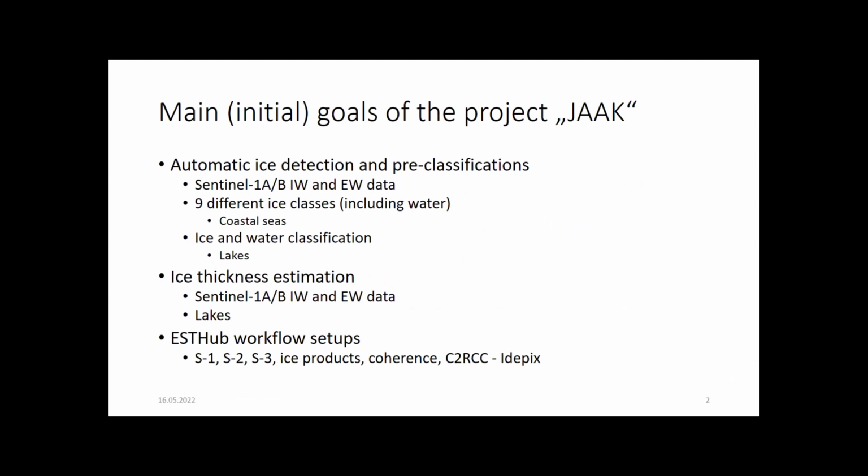Our initial goals of the project, the acronym YAG was used most often, was to automatically detect ice and classify it according to the official ice chart that Keskkonnaagentuur is providing for every day during the winter. It includes 9 different ice classes for the coastal seas.